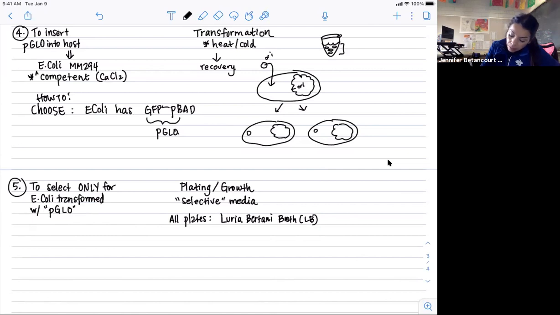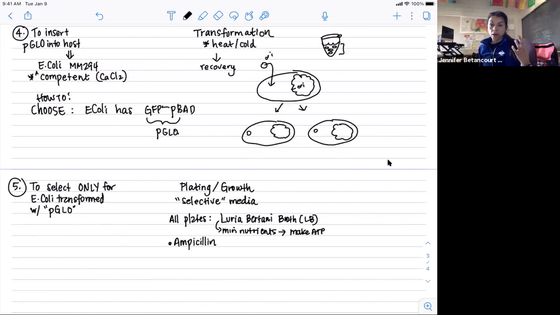This is the minimum nutrients so that the cells can make ATP. It contains sugars so that they can break them down and do glycolysis, oxidative phosphorylation, et cetera. Okay, and other people are saying that some of the plates will have ampicillin.